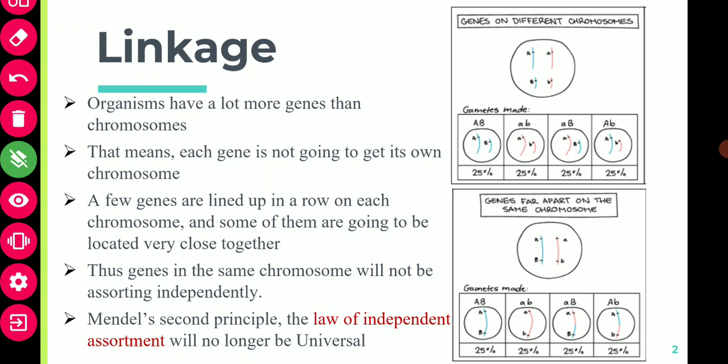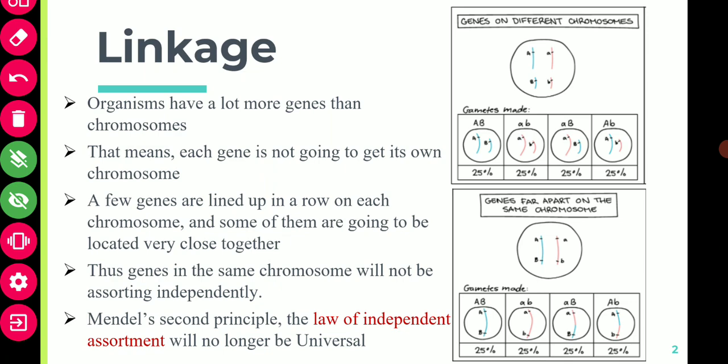So few genes will be lined up in a row on each chromosome, and some of them are going to be located very close together. If they are linearly arranged on the chromosome, they are either very close to each other or very distant from each other. As I have already discussed, the genes which are very closely associated are many times known as linked together, they are linked genes.